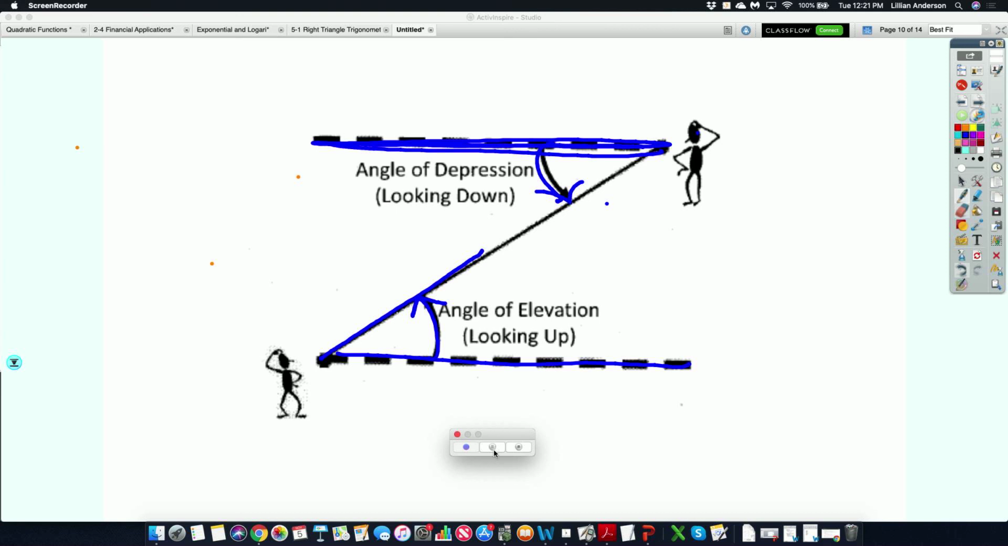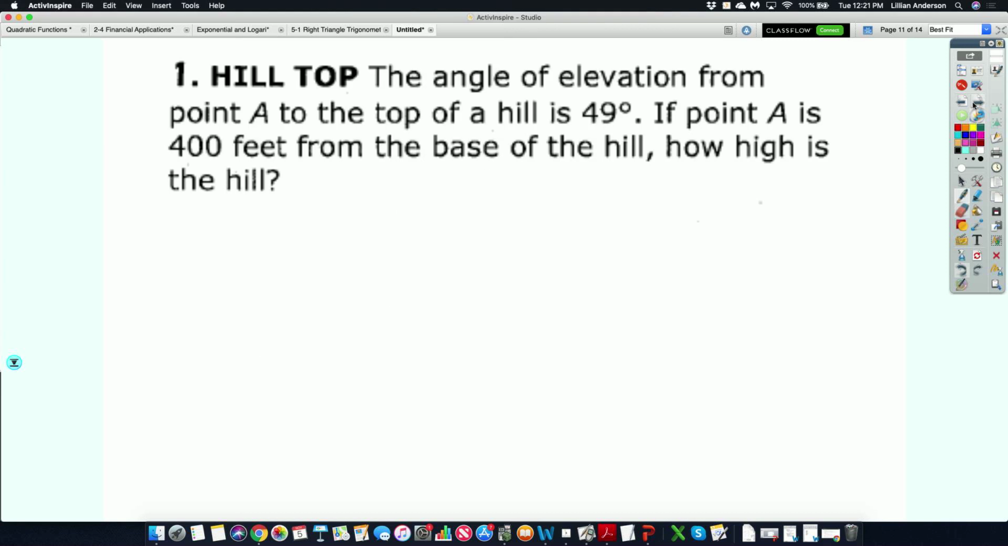Let's look at some of these problems. This is where your word problems come in, okay? So if anything, draw a picture to help you out. Every single one of these, the picture's going to look like a what? A right triangle. The angle of elevation, remember, that's looking horizontal line going up. So the angle of elevation from point A to the top of the hill is 49 degrees. If point A is 400 feet from the base of the hill, how high is the hill?